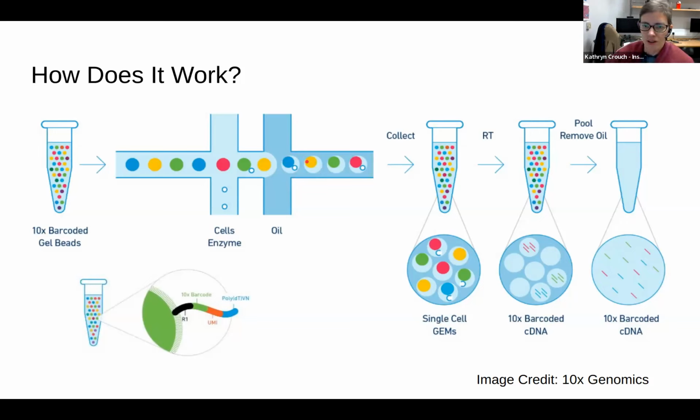So your cells are obviously going to contain mRNA. Once the cells and the beads are in the droplet together, you can allow your cells to lyse, and because the oligos on the beads have a poly-dT on them, they're going to capture your polyadenylated mRNAs.